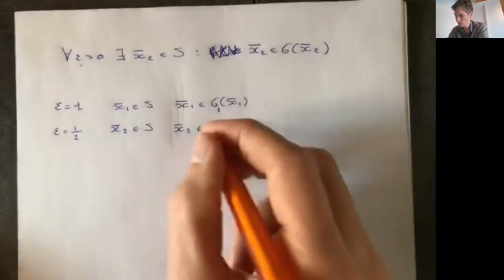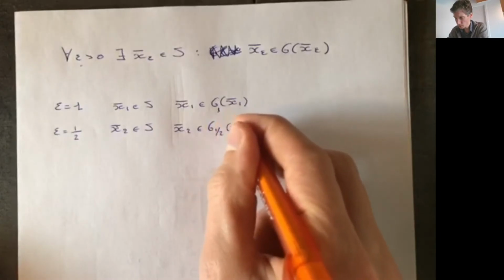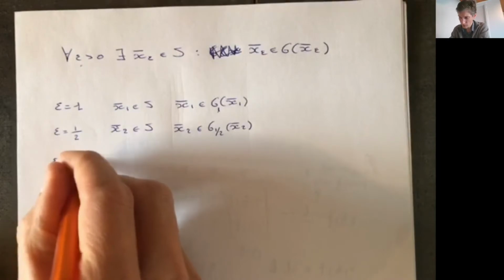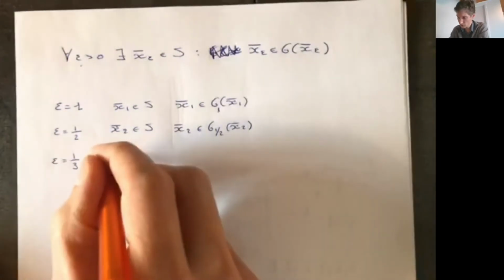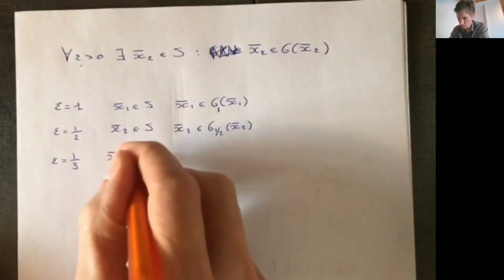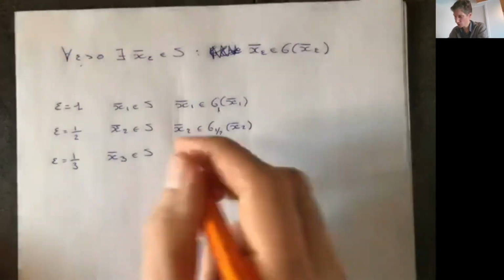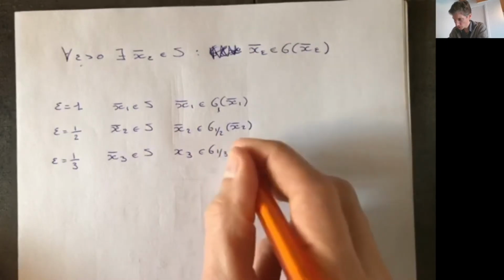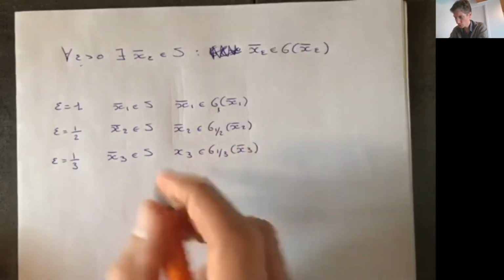Because this is the epsilon, g 1/2 of x2. I can take an epsilon equal to 1/3. Then again, I have a fixed point. Let me call this fixed point x3. I know that x3 is in g 1/3 of x3, and so on.